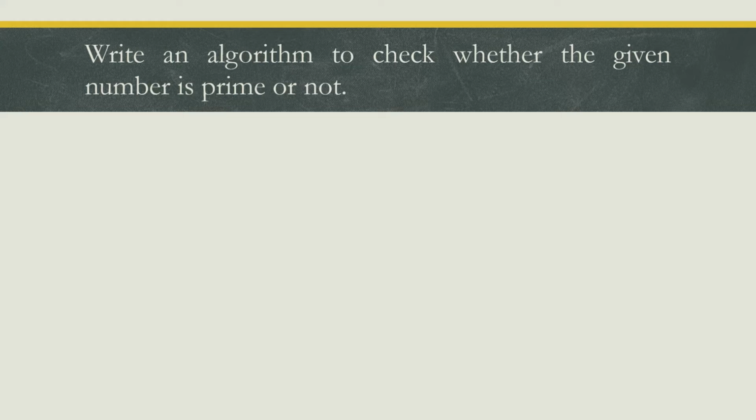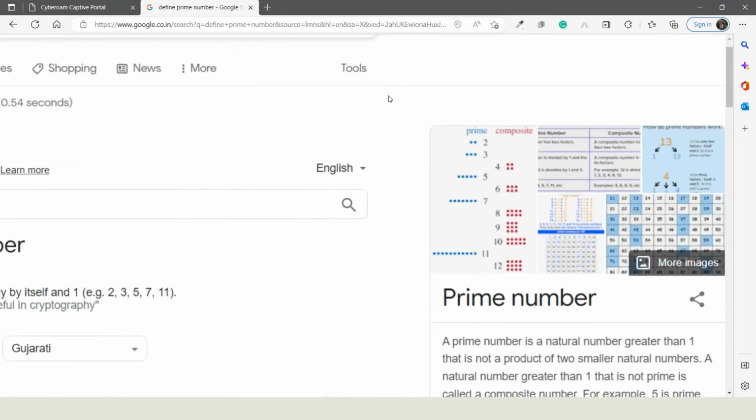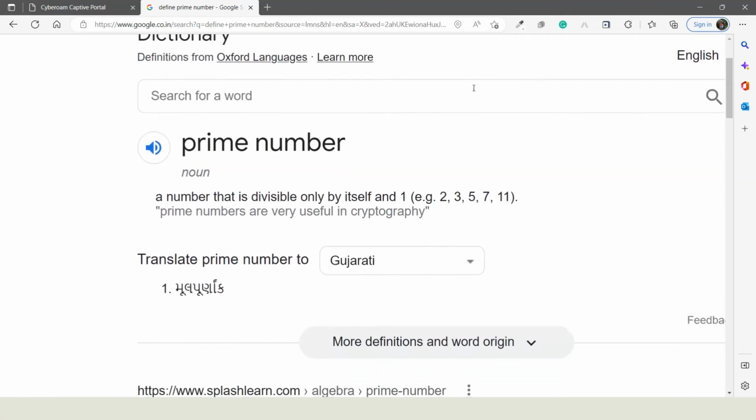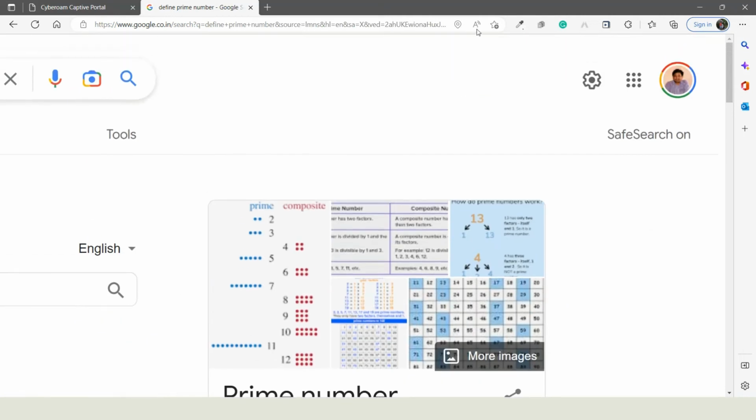Okay, let me show you on Google. You can see the definition: a number that is divisible only by itself and 1. Divisible means if you get remainder 0, right? So what are the different prime numbers?